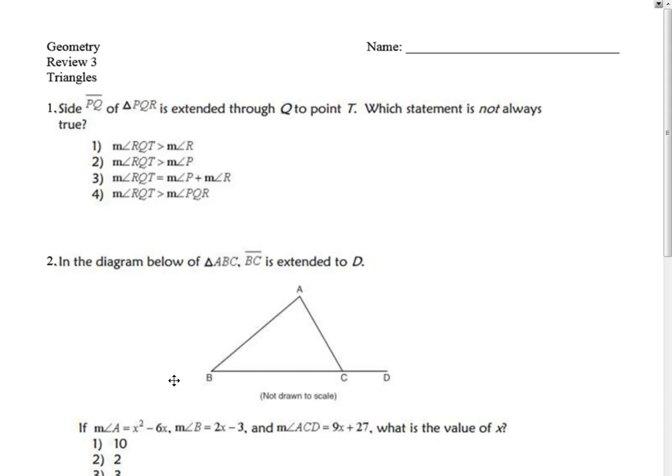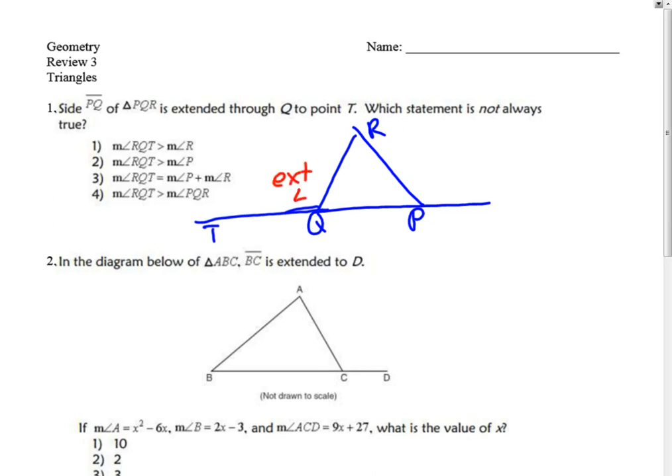Okay, so side PQ of triangle PQR is extended through Q to point T, which statement is not always true. All right, so we've got triangle PQR, and we've extended Q out to point T. What we're looking at here is the part we want to see about this. This is called an exterior angle.